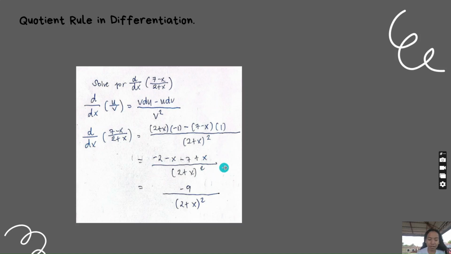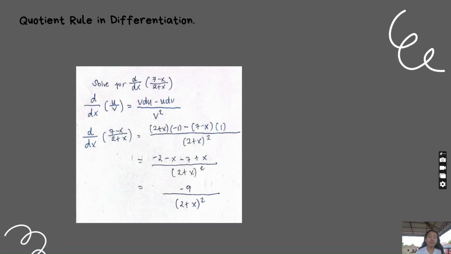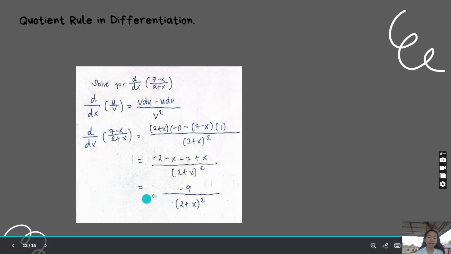So combining them together, we see two terms to be combined. So x minus x, that is 0, and then negative 7 minus 2, that's negative 9, all over 2 plus x squared. Since our 2 plus x is our v, then it will be squared. So now we have just obtained the derivative of 7 minus x all over 2 plus x, which is negative 9 all over 2 plus x squared.